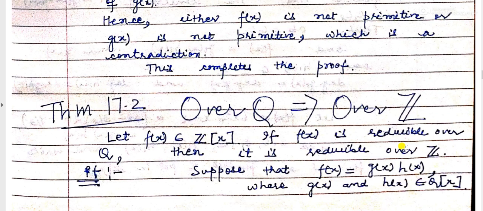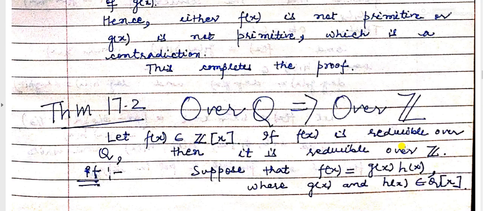Now we come to the next theorem, 17.2. Over Q implies over Z. Let f(x) belong to Z[x]. If f(x) is reducible over Q, then it is reducible over Z. f(x) is a polynomial with integral coefficients. It is given, f(x) belongs to Z[x]. If f(x) belongs to Z[x], automatically it is in Q[x] also. So they are saying that if f(x) is reducible over Q, then it is reducible over Z.